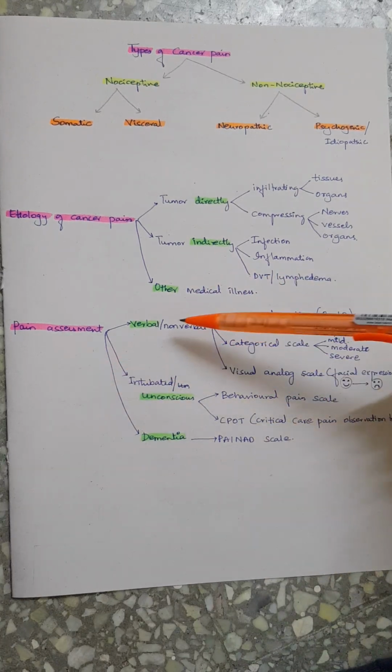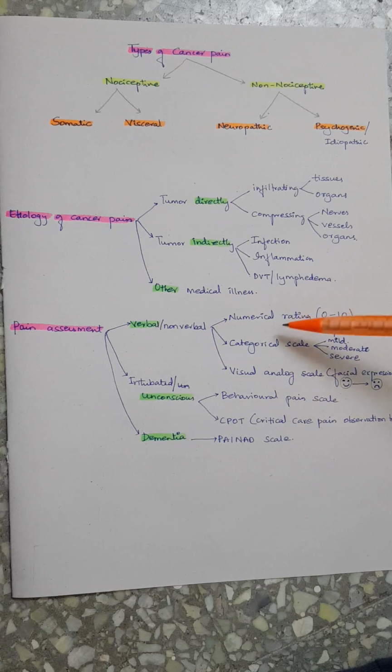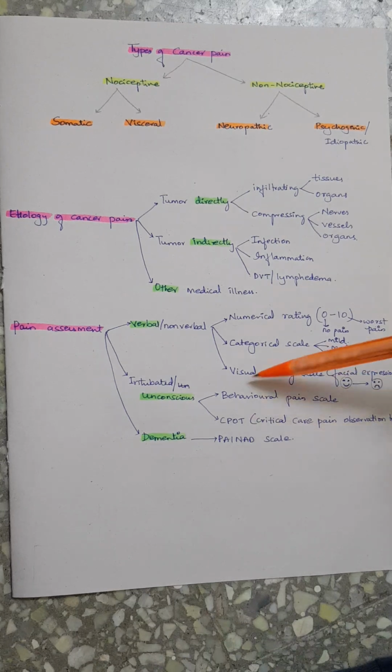A pain assessment can be done verbally with the help of numerical ratings like 0 to 10. You tell the patient 0 means no pain, 10 means worst pain, so what could be their pain level? It can be a categorical scale where you tell the patient mild, moderate, or severe, so they have to choose one of these categories. Or a visual analog scale, where there are facial expressions from a happy face to a worst and crying face, so they have to choose what they are facing currently.